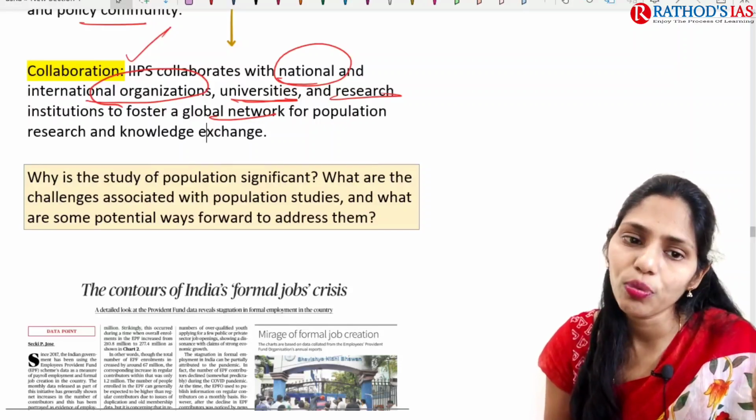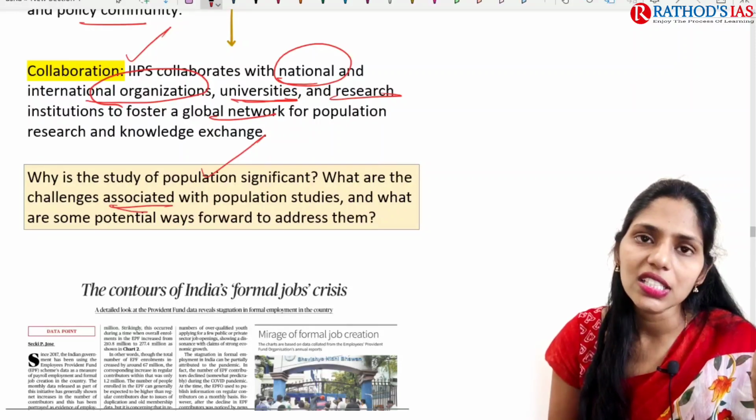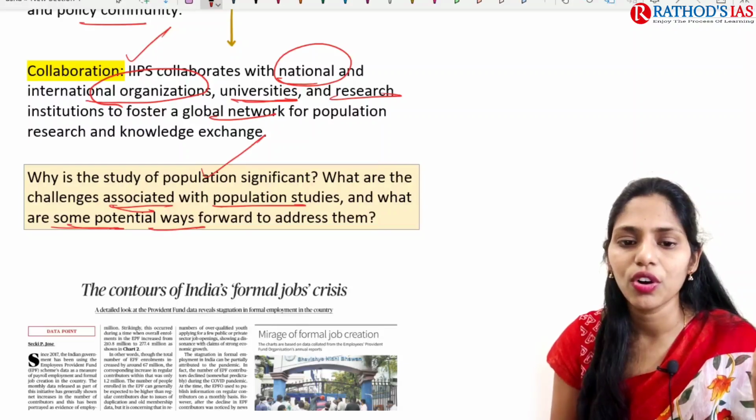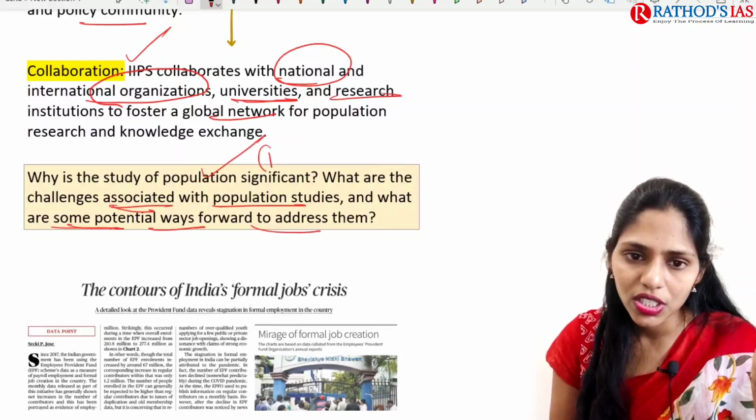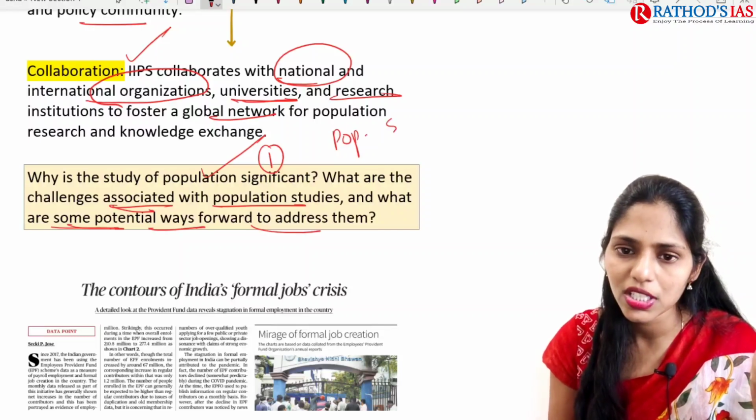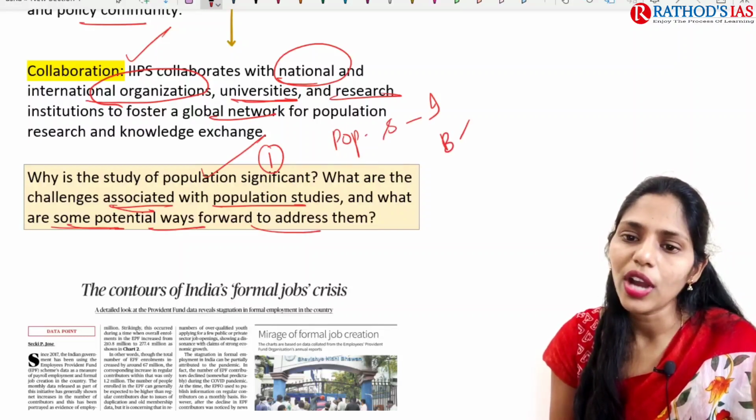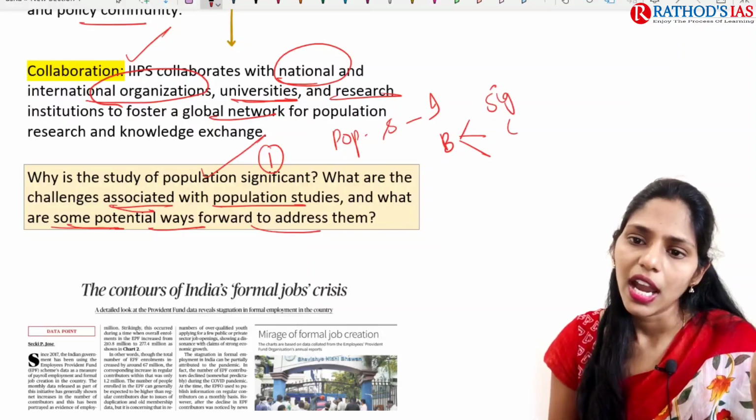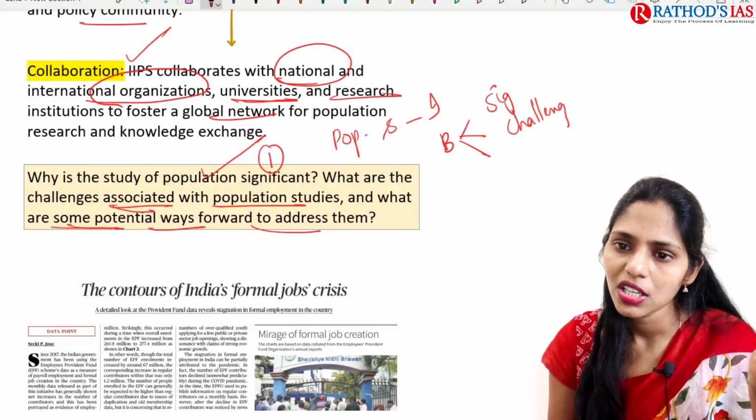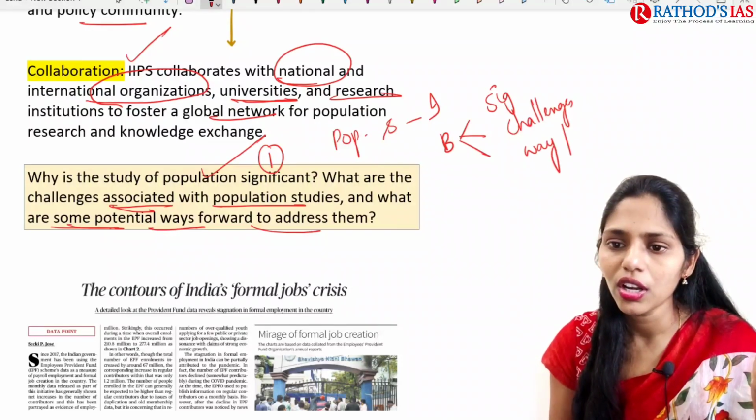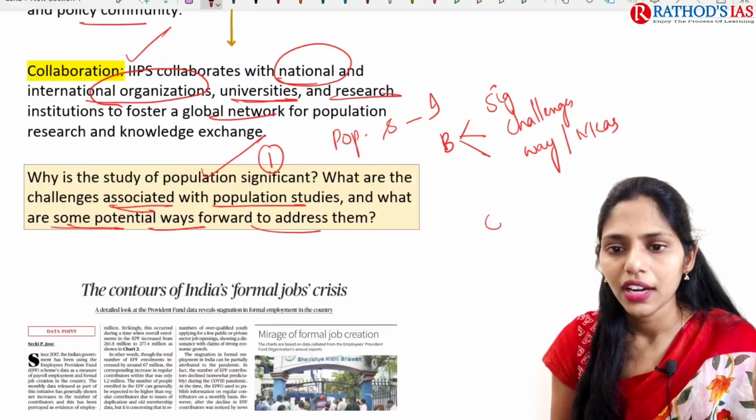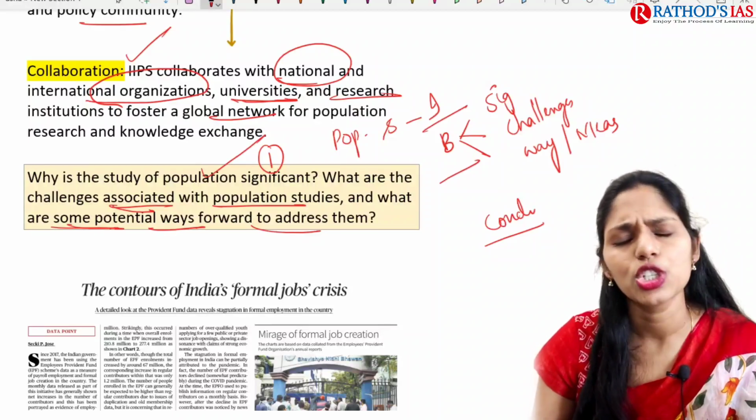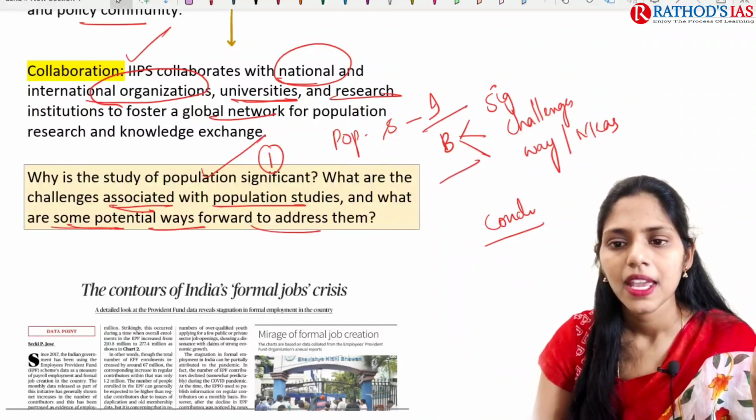And the question here is, why is the study of population significant? So what is the significance of population studies? What are the challenges associated with population studies, and what are some potential ways forward to address them? So the first thing is, you have to write about what population studies are in the introduction. In the body you have to address 3 questions. So first one is the significance of population studies, and you have to write about what the challenges are and what the way forward or the measures are. And finally you have to write a conclusion. Okay, so please try to write an answer for this question, and the answer should be written within 250 words.